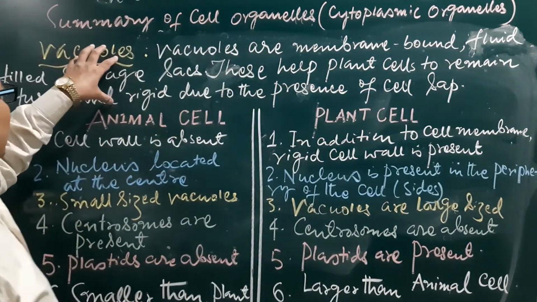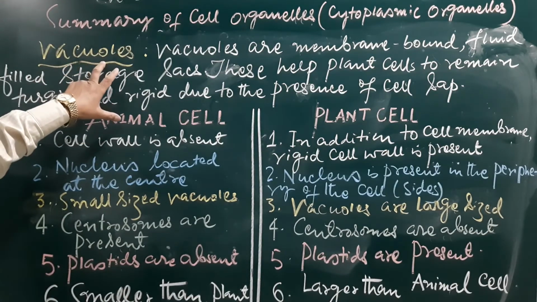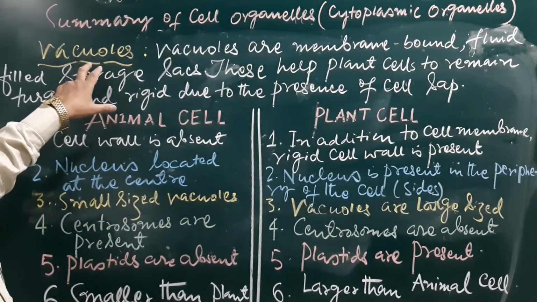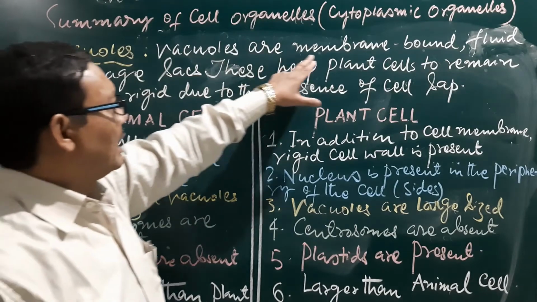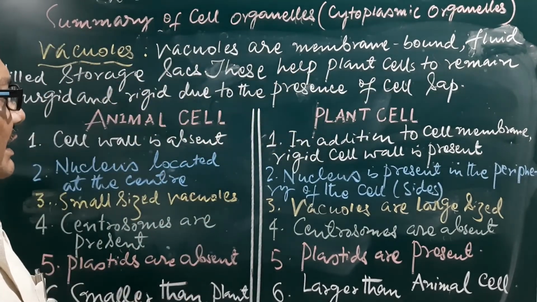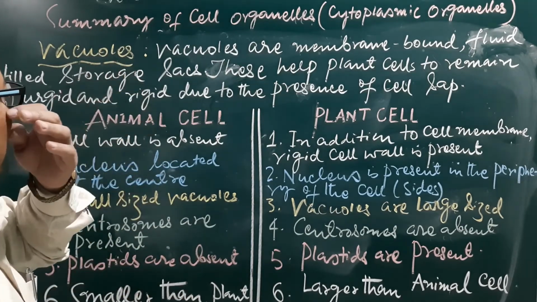Now at the last we have two important points here. The first one is the vacuoles, and the second is the differences between animal cell and plant cell. Look here at the vacuoles. Vacuoles are membrane bound fluid filled storage sacs. These fluid substances are known as the cell sap.